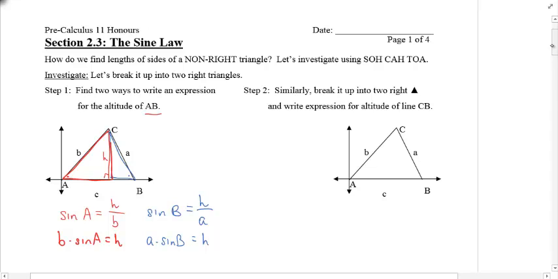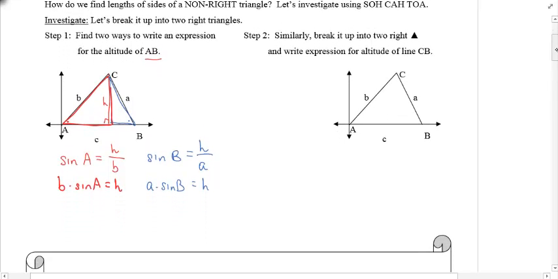And you're thinking, so what? Well, at least both of them equal H now. So if they both equal each other, then the right-hand sides equal each other. So B times sine A equals A times sine B. And that's kind of interesting. Now it's just B's and A's.